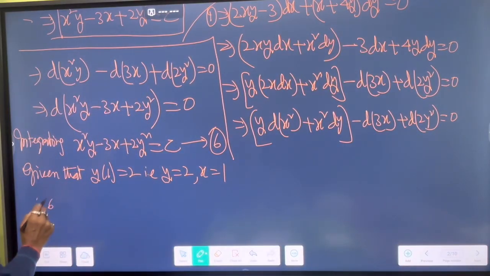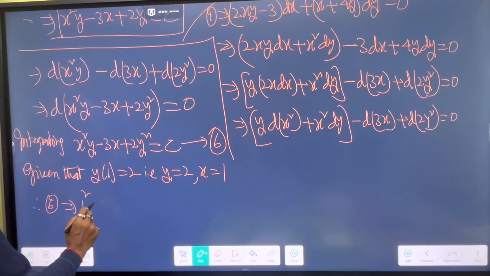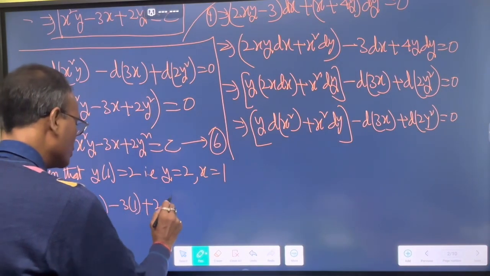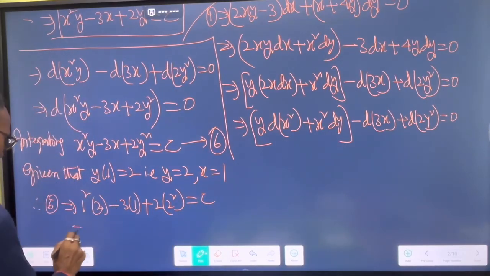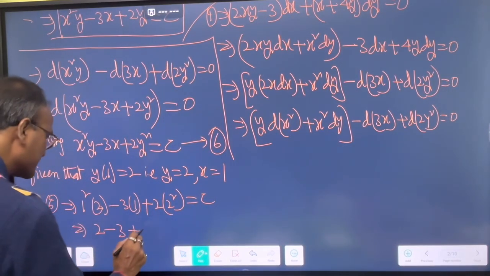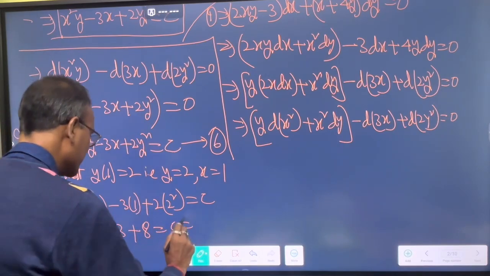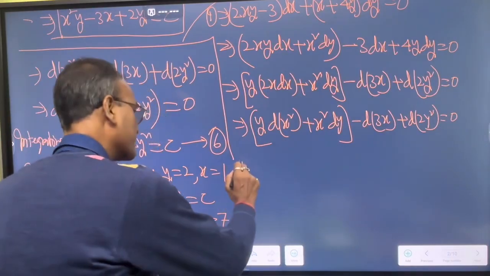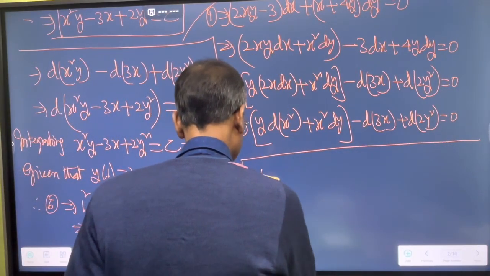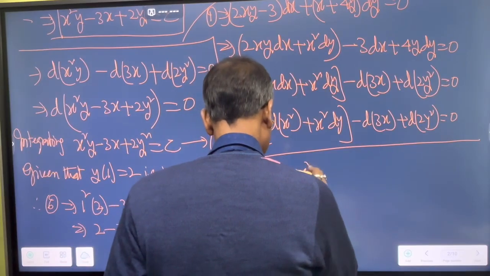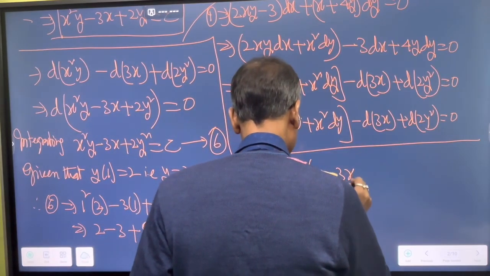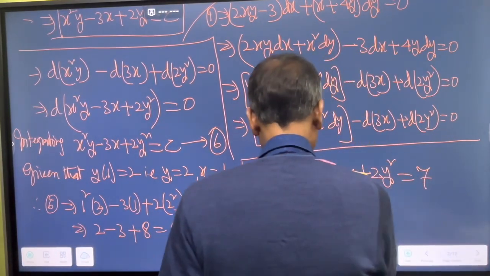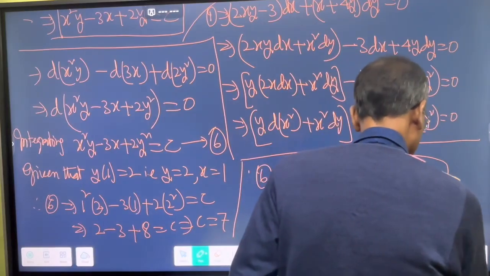Therefore from 6 you will get 1 square into 2 minus 3 into 1 plus 2 into 2 square equal to c. Or you will get 2 minus 3 plus 8 equal to c. This means c equal to 7. Therefore from 6 you will get x square y minus 3x plus 2y square equal to 7. This is the solution of the given differential equation.